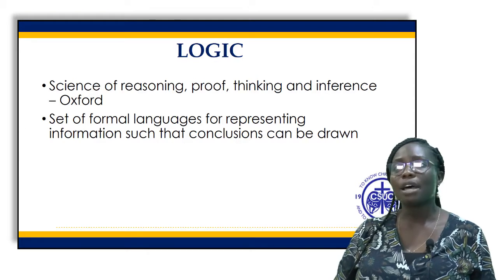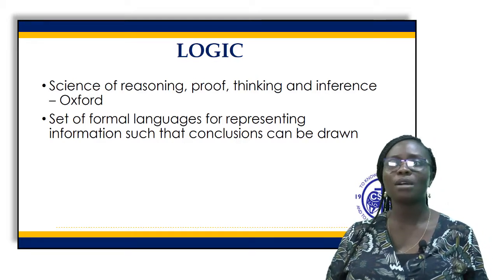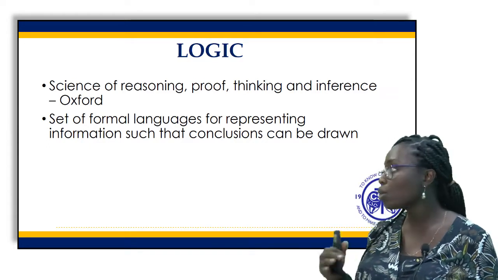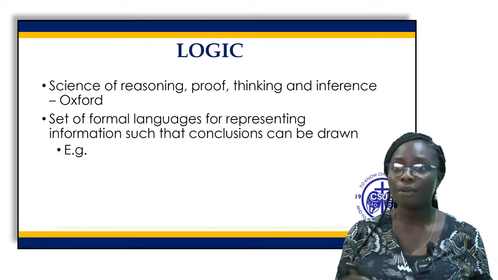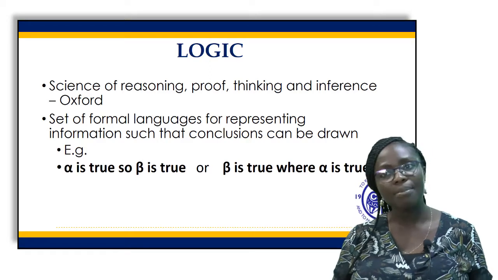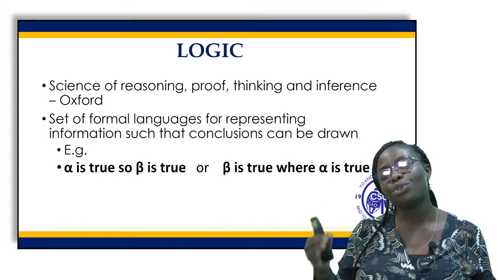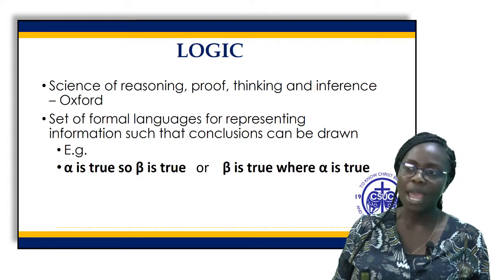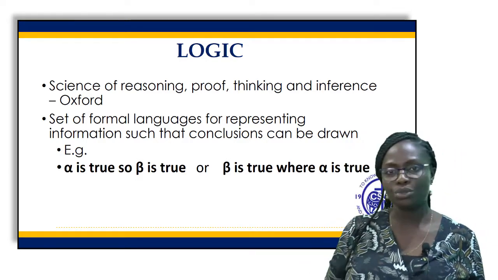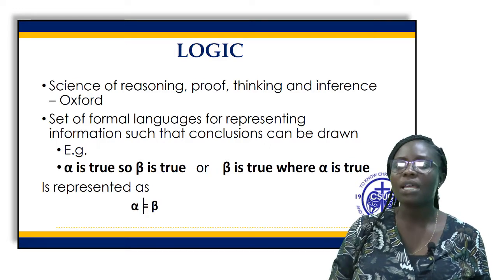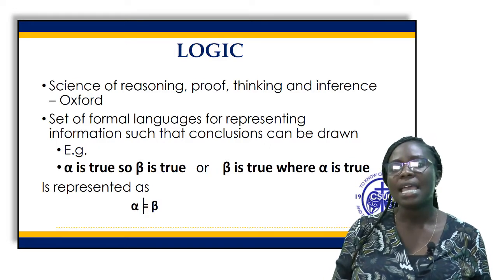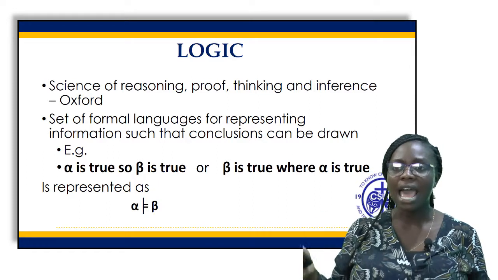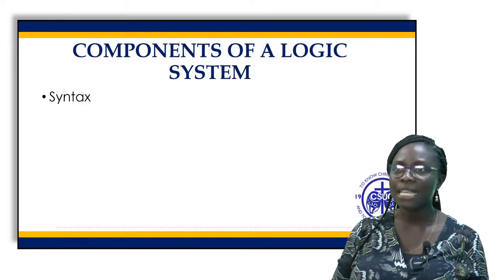So when you talk about logic, you have a set of formal languages which represent information such that conclusions can be drawn from that kind of information. For example, if alpha is true, then beta is true. Or we can say that where beta is true, alpha is also true. This one is represented as alpha entailing beta.